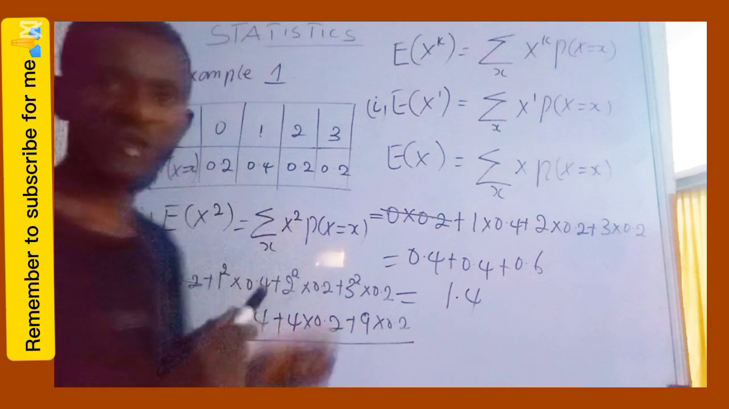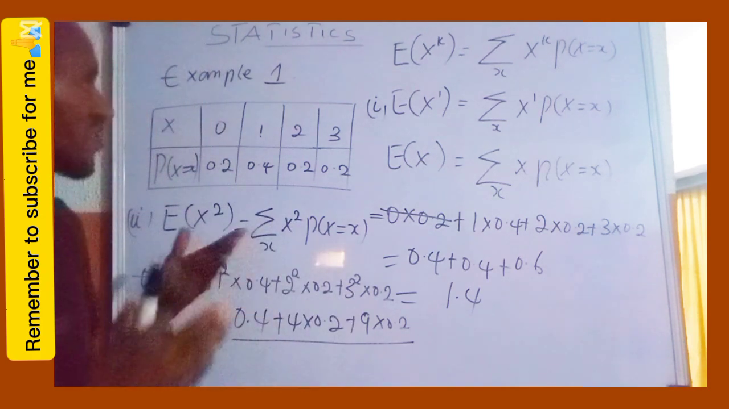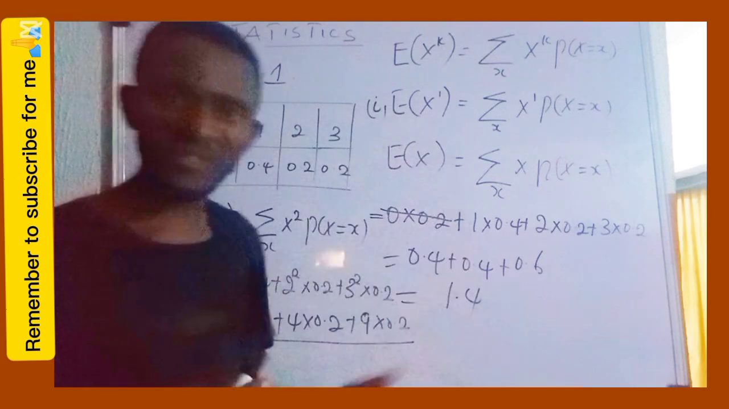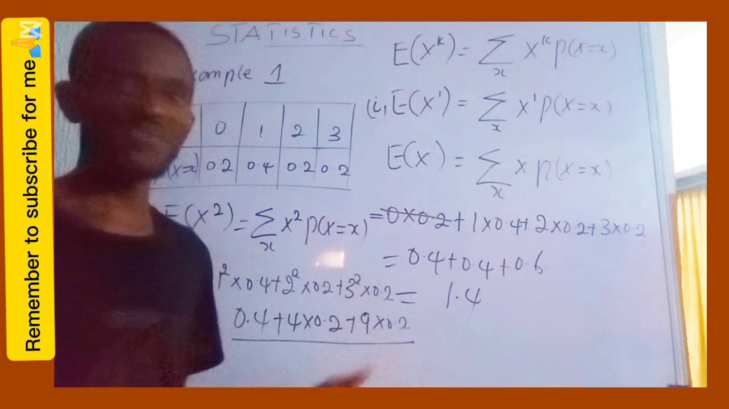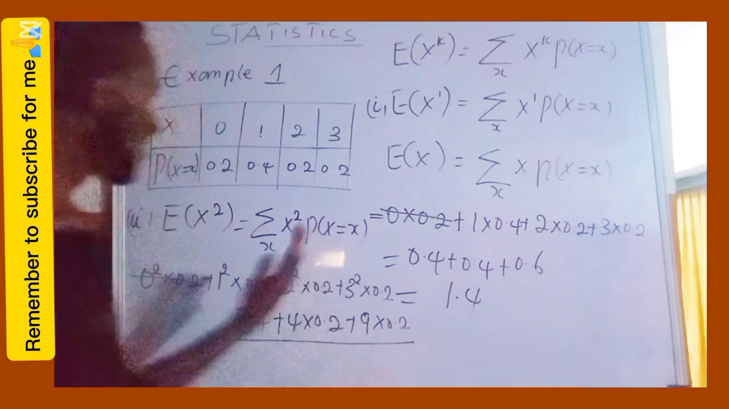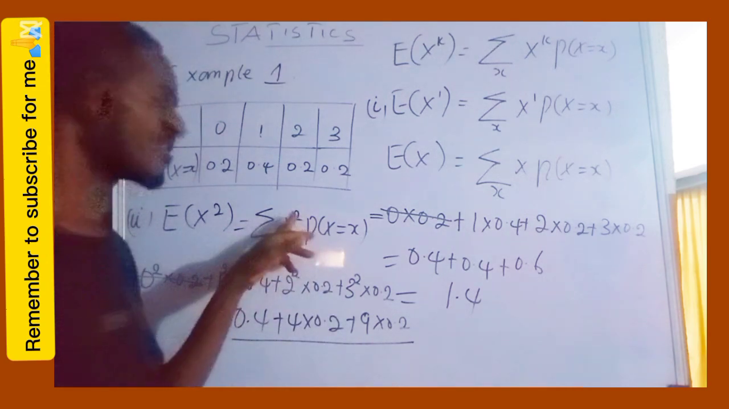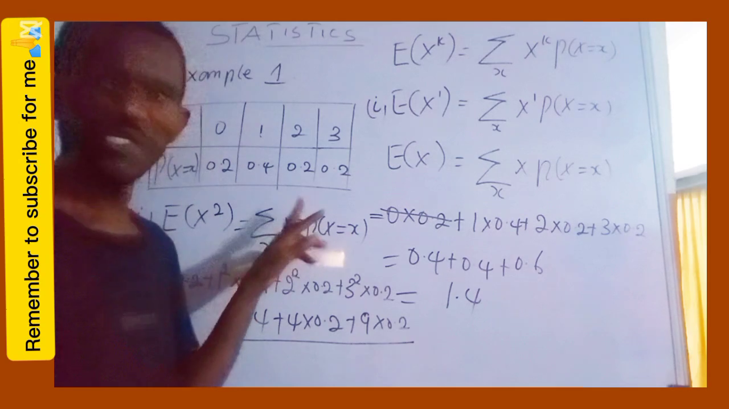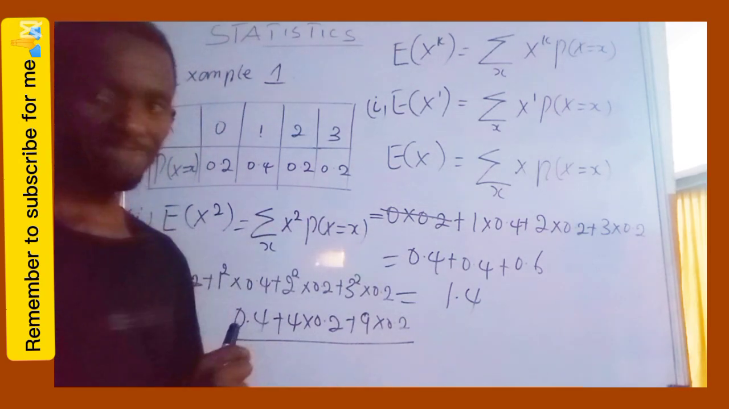So that's how to go about this. We want to believe so far that when we ask you to find the third moment, the fourth theoretical moment, the fifth one, and the rest of them, it is very simple. It is a question of changing this place here. If they say it is third, you put 3. If they say it is fourth, you put 4, and so on down the line.